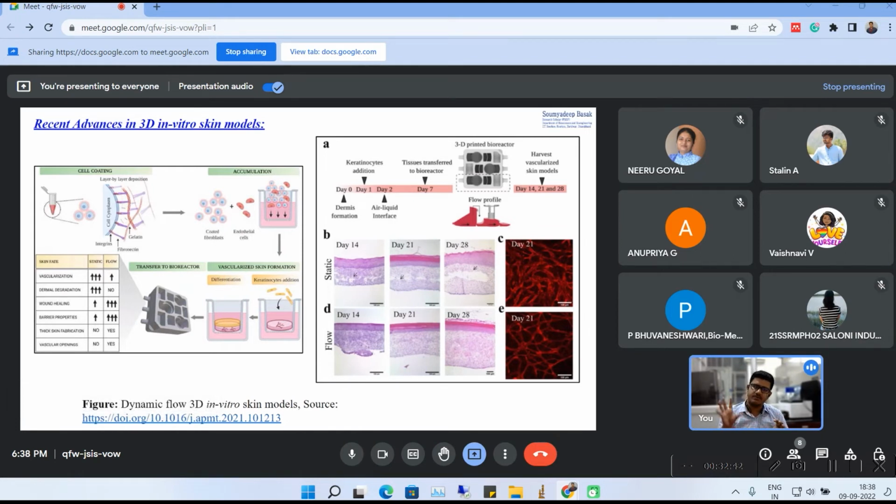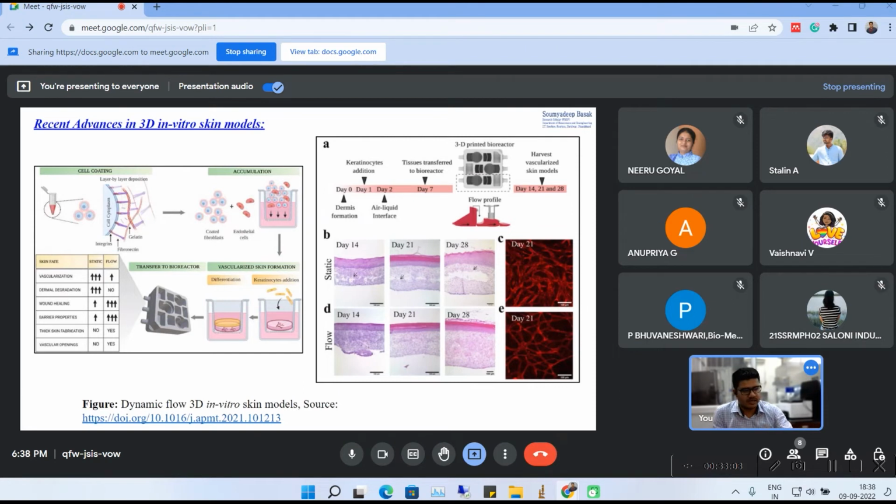We have studied microfluidic based devices. We have also studied 3D printing, and the importance of mechanical stimuli. So, using all those concepts from the previous classes, here I have given an example. Dynamic flow 3D in vitro skin models are made today.